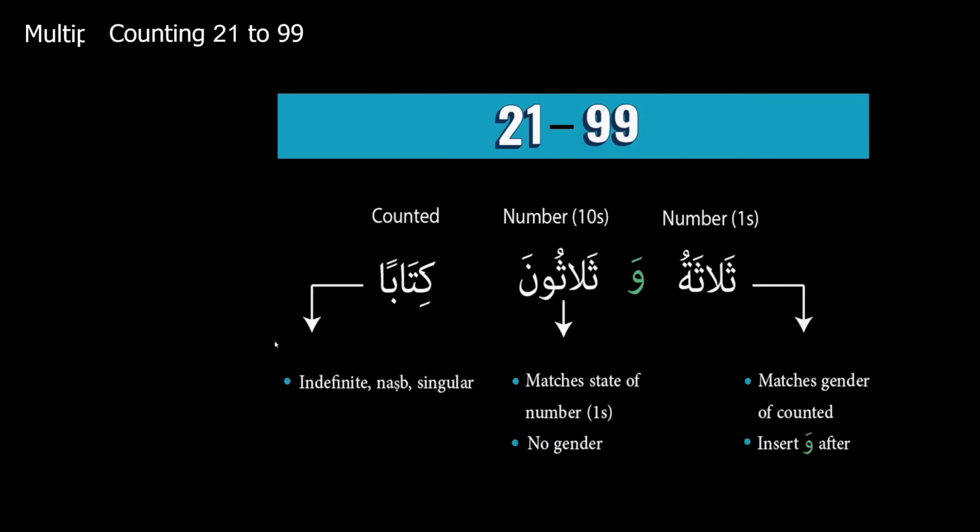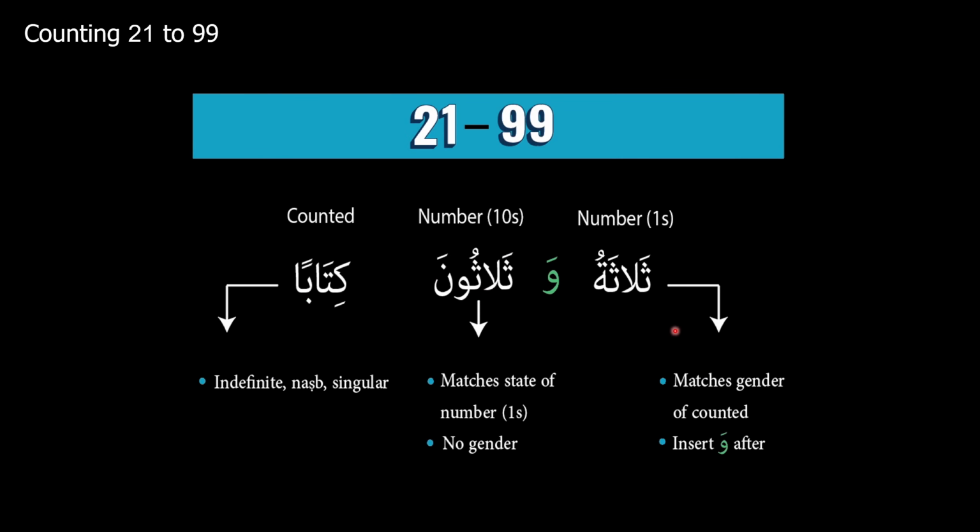So now let's take a look at counting 21 to 99. So first you have the number in the ones column, and it's going to match the gender of the counted, and you're going to insert a waw right after it. And then you have the number in the tens column, and this is going to match the state of the number in the ones column, and it's going to have no gender. And then you have the counted finally, which is going to be indefinite, nasb, and singular.